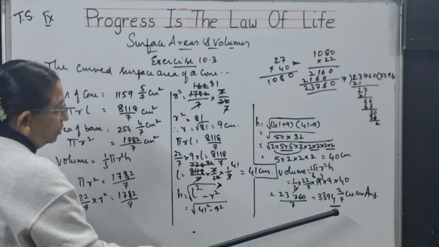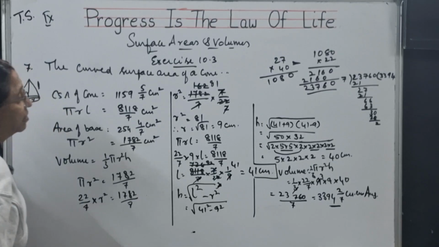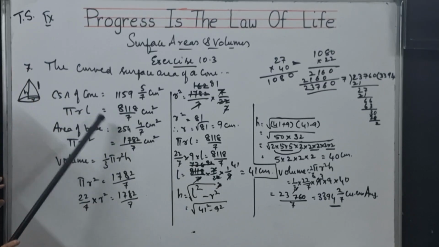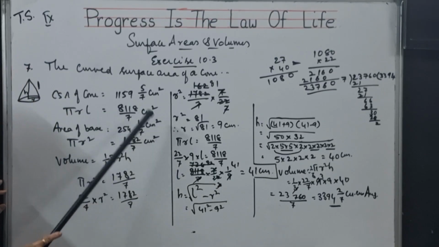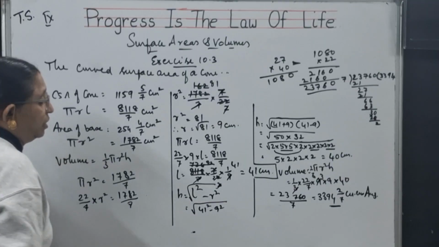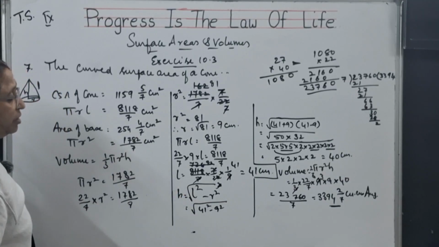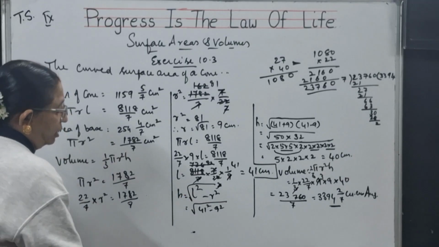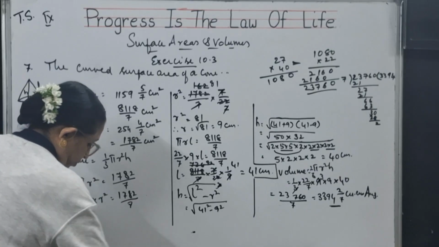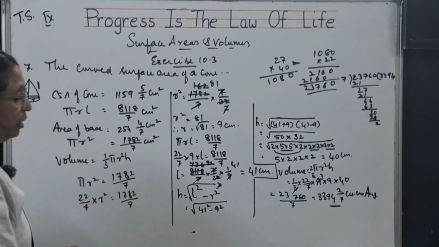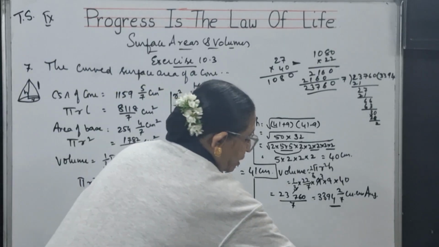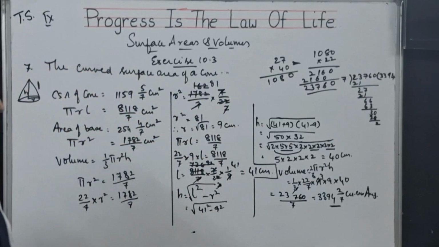So this I need to convert into a mixed fraction, because in the problem every number is given in mixed fraction. So let us convert this also into a mixed fraction. So I got 3394 2 by 7 as the answer. So 3394 2 by 7 cubic centimeters.